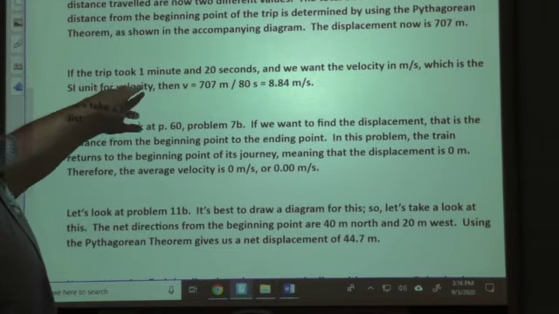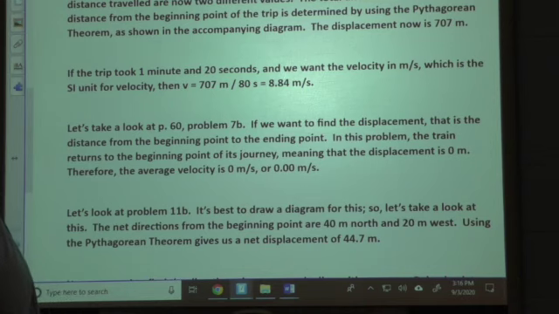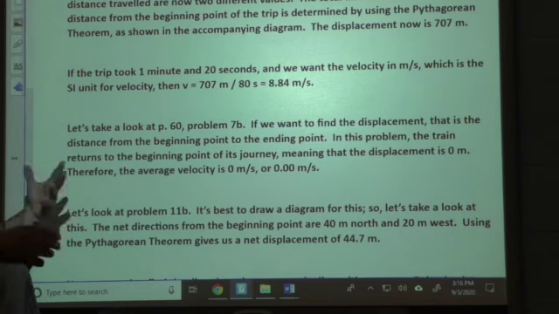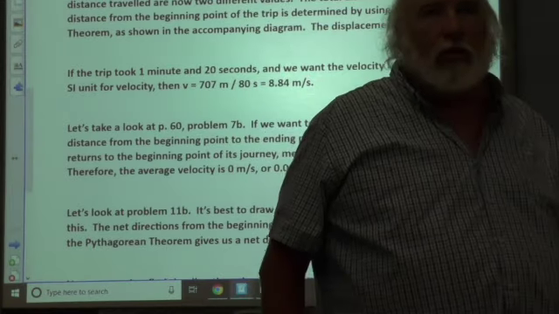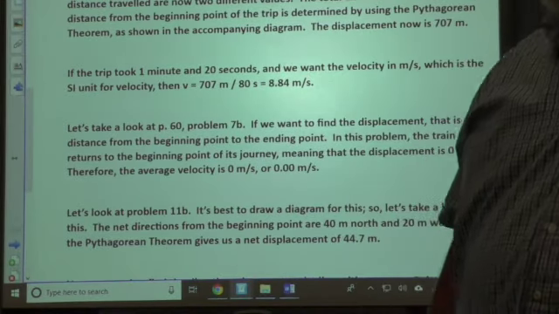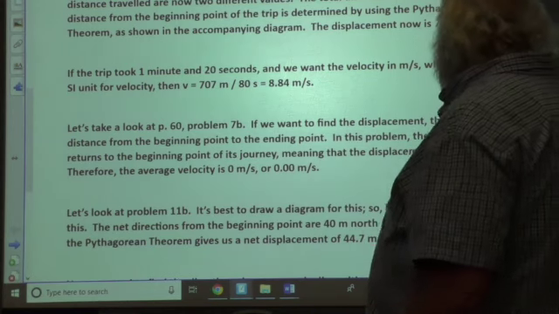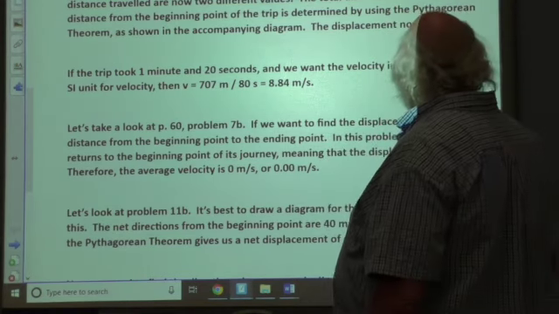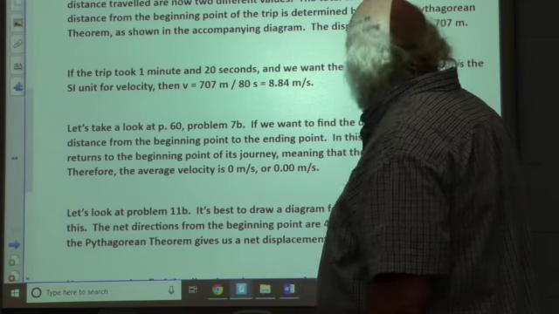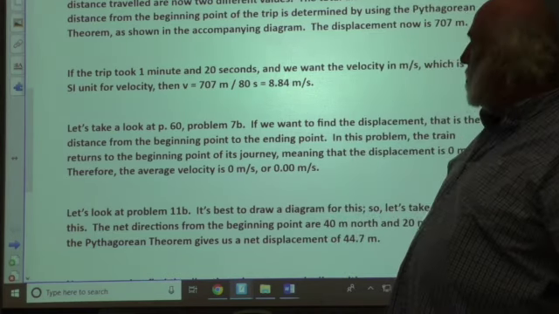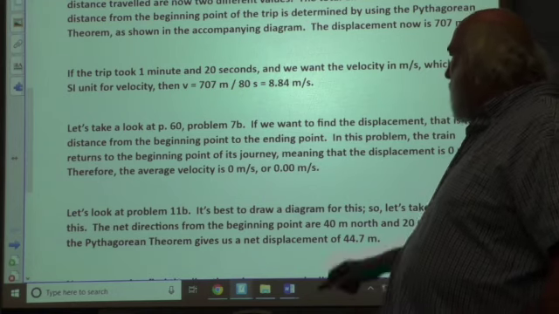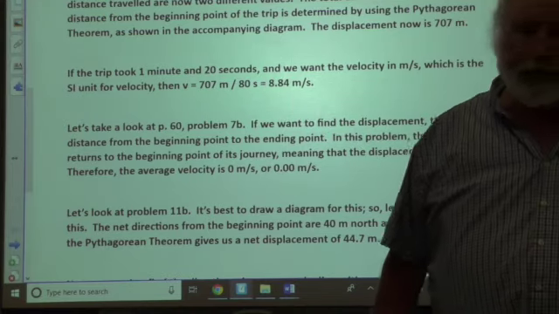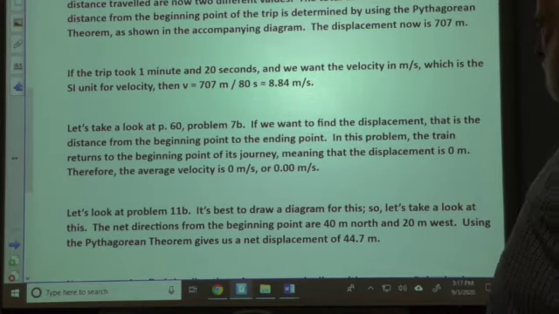If the trip took 1 minute and 20 seconds, we want that velocity in meters per second, which is the SI unit for velocity. If they never ask you for a specific label, the default will be meters per second. And in this case, oh, well here it says meters, so I guess I can't read. Yeah, this is meters, whatever. So let's say 707 meters divided by 80 seconds, if it took 1 minute and 20 seconds to go, so the answer is 8.84 meters per second. So, thank you. The 150-year-old man can't read.